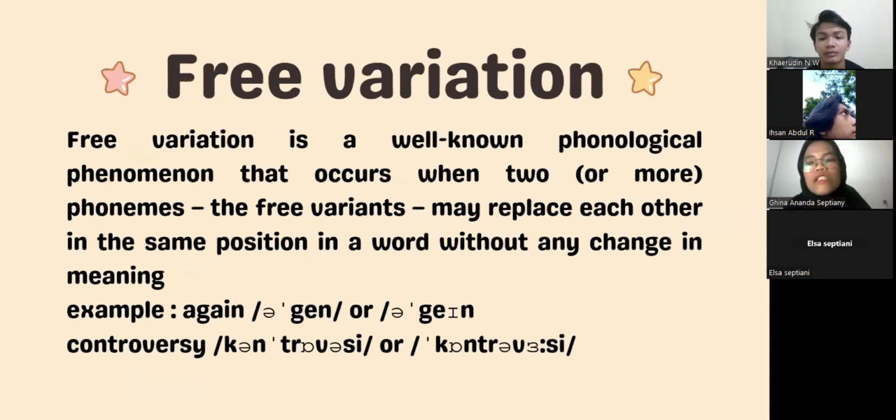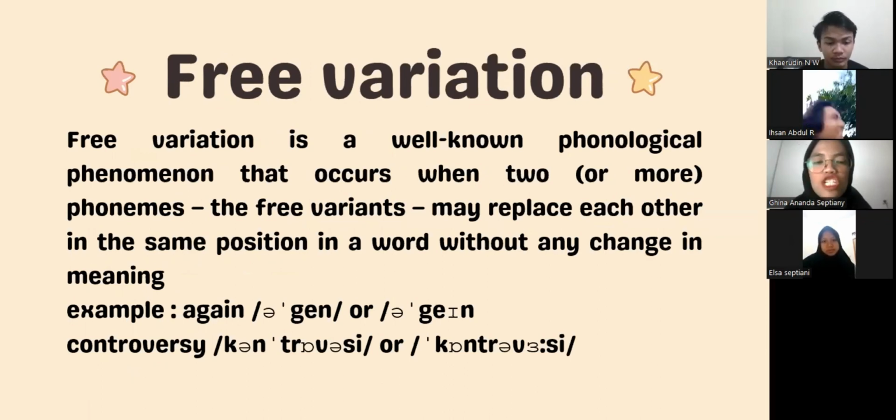And for the next is free variation. Free variation is a well-known phonological phenomenon that occurs when two or more phonemes, the free variants, may replace each other in the same position in a word without any change in meaning. Example, again, you can say again or again. And controversy, you can say controversy or controversy.